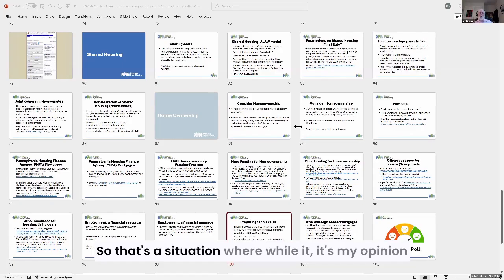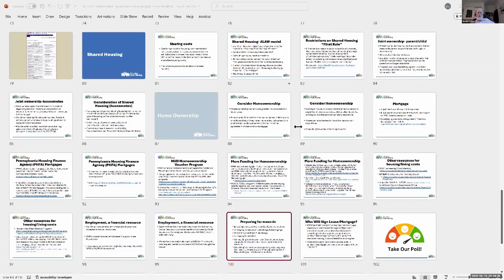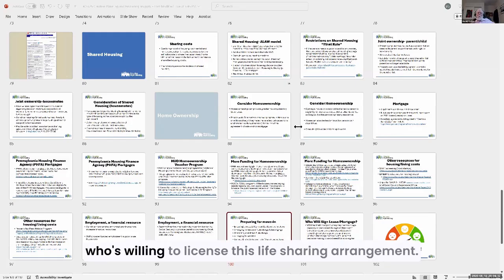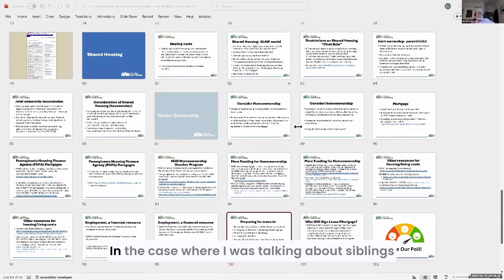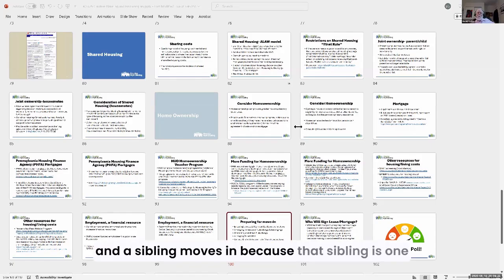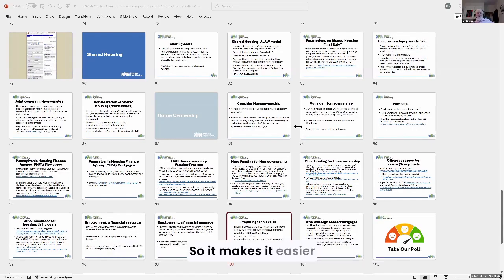So that's a situation where, while it's my opinion that it would not be forbidden by the waiver, you may have difficulty finding a provider who's willing to license this life sharing arrangement. In the case where I was talking about siblings, and a sibling moves in, because the sibling is one of the enumerated family members under the waiver, that does not require licensure. So it makes it easier for a provider to agree to that model.